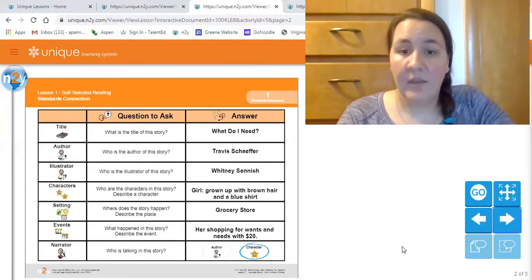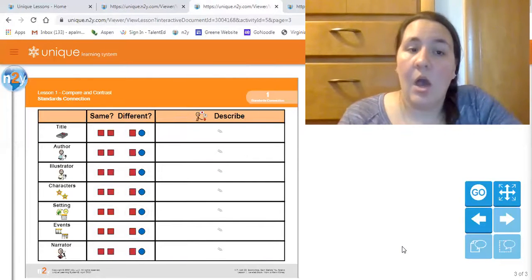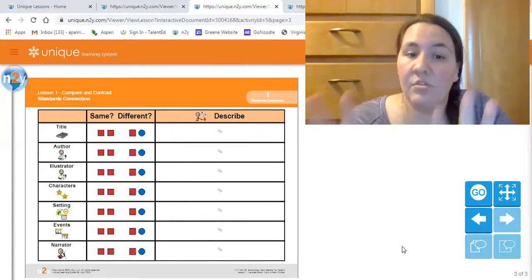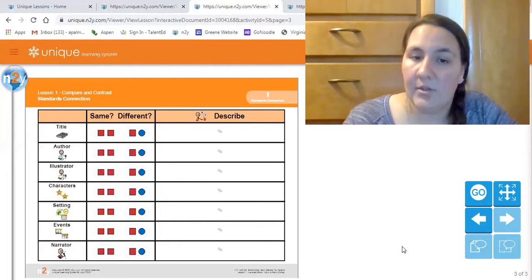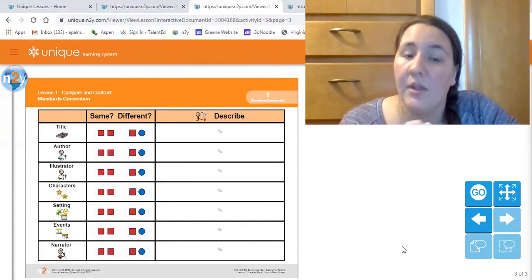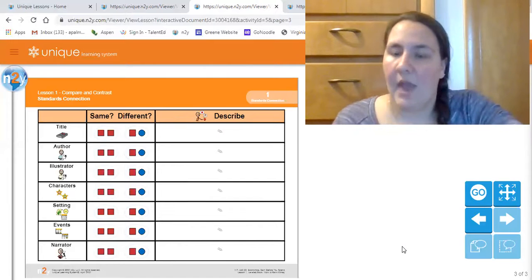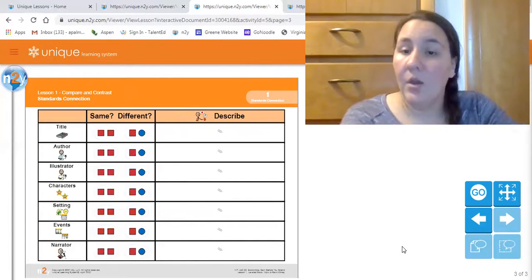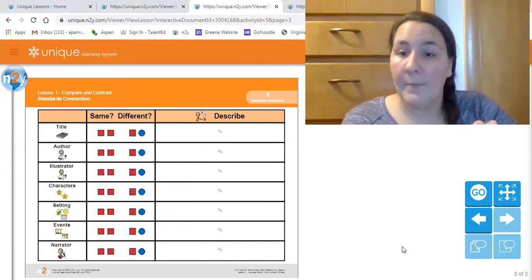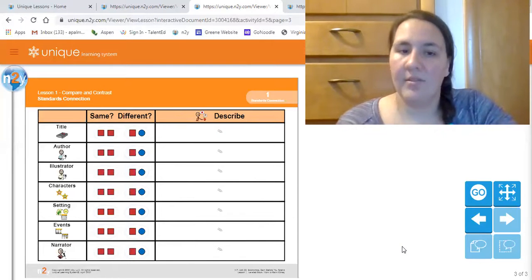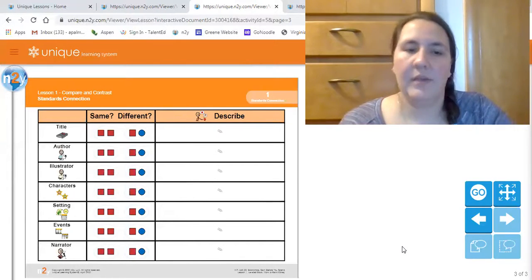So today, we are going to talk about these 2 stories and the questions that we answered, and what is the same and what's different. That's called compare and contrast. So when we compare, we tell things that are the same. When we contrast, we tell things that are different, okay?